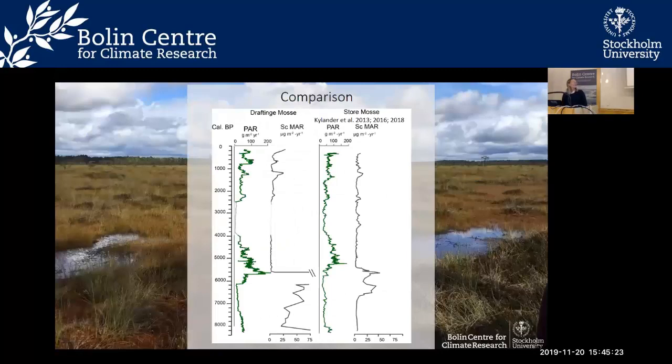And as I mentioned, the aim is to compare my results with the previously conducted paleodust study, and I'm still working on this, but here I've plotted the peat accumulation rates and scandium mass accumulation rates from Draftingemosse together with the results from Storemosse, which is the previously studied nearby system. Oh, this is falling. Sorry.